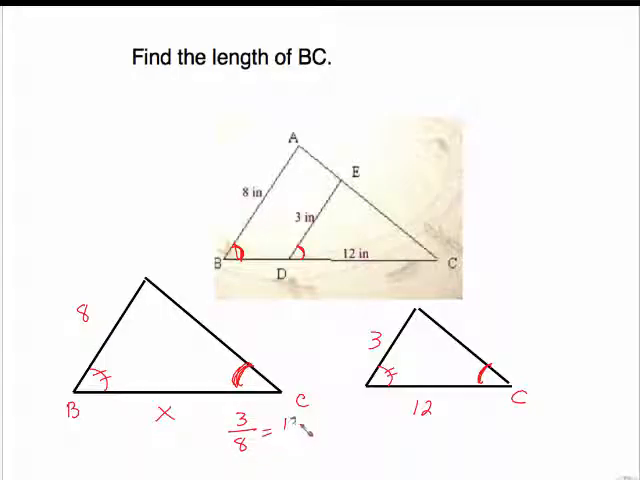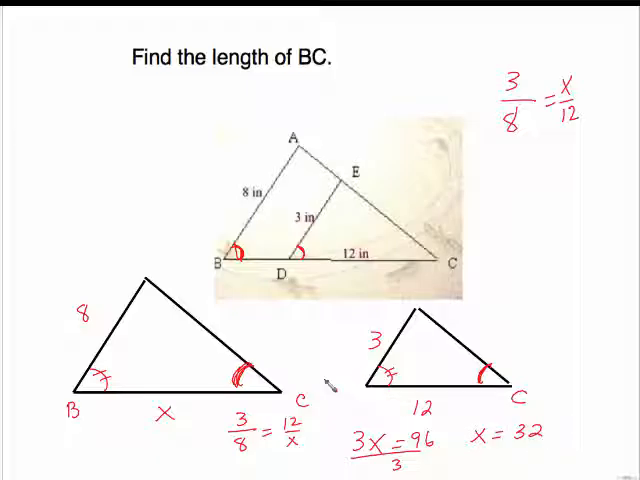equals 12 over X. And be sure when you set up this proportion, 3 came from the triangle on the right, 12 comes from the triangle on the right. Don't do 3 over 8 equals X over 12. You have to be consistent. 3 and X are not together in the same triangle. 3 and 12 are together in the same triangle. And then you can cross multiply and solve. 3X equals 96, divide by 3, and X is 32.